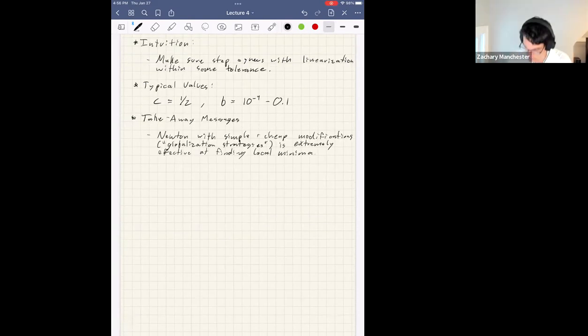We're now going to switch gears and do the next major topic, which is handling equality constraints. We're going to get into constrained optimization.